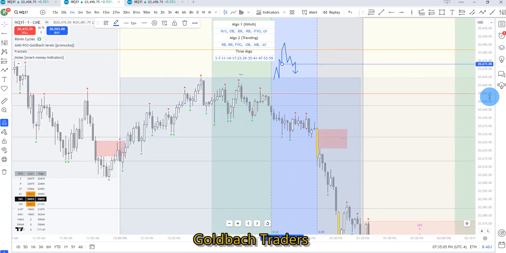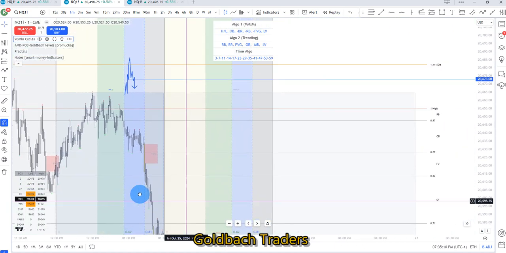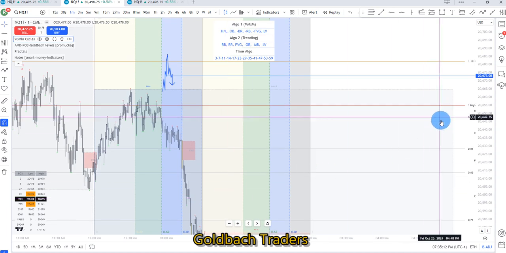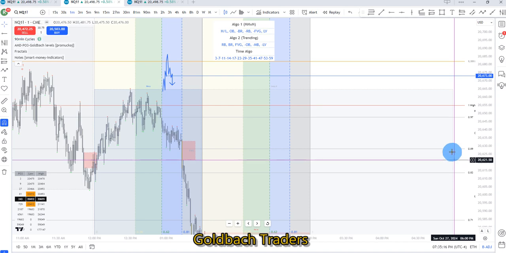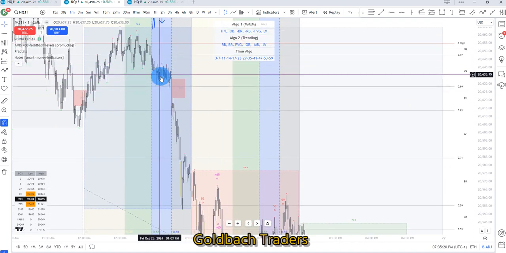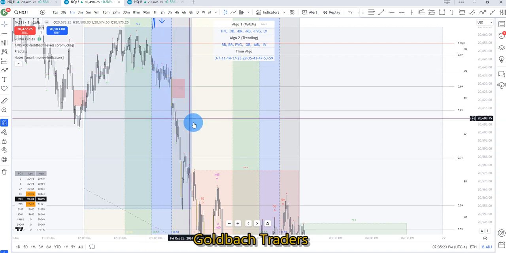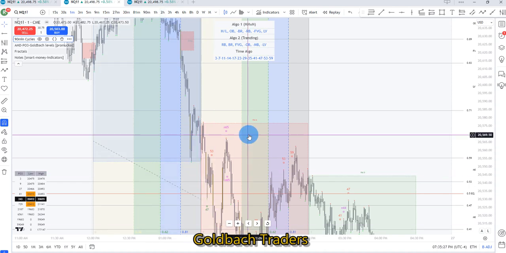Another thing is that when you look at it from a Goldbach situation, we're right on the high on this particular setting. And so we were coming back into this partition. We were making an order block. So at this point, I started feeling pretty good. I did take a trade in here. I didn't get all of this.